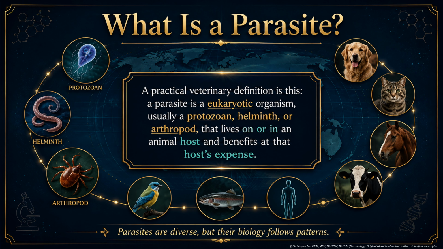What is a parasite? For this course, we will use a practical veterinary definition. A parasite is a eukaryotic organism, usually a protozoan, helminth, or arthropod, that lives on or in an animal host and benefits at that host's expense. That definition is intentionally more narrow than some broad biologic definitions. In a broader sense, viruses, bacteria, and fungi can behave parasitically. But in veterinary parasitology, we usually separate those into other disciplines. Our focus here is protozoa, helminths, and arthropods.